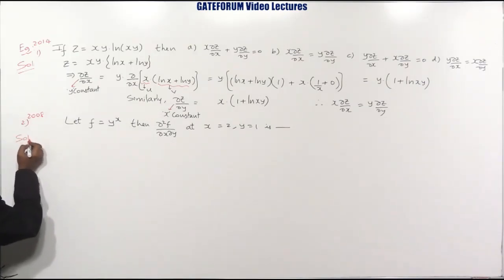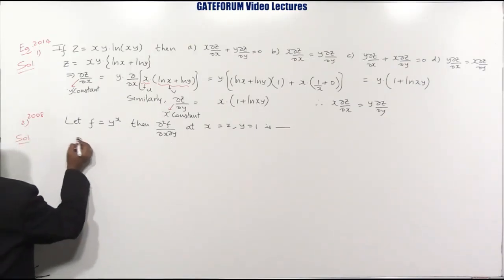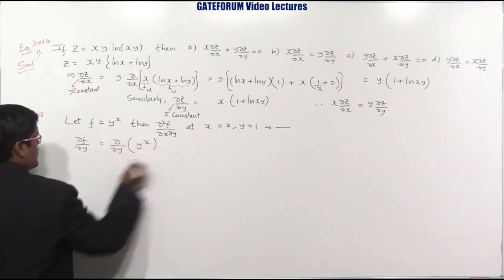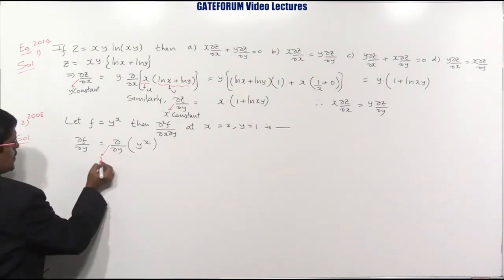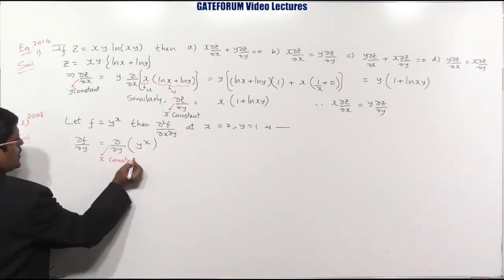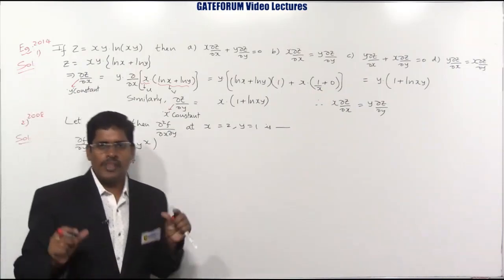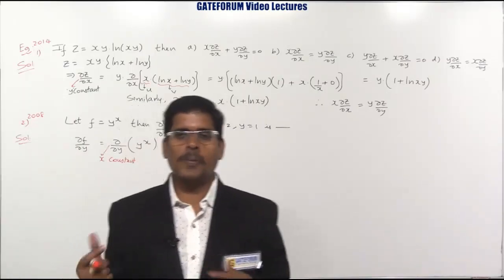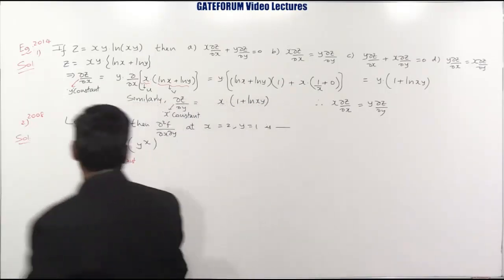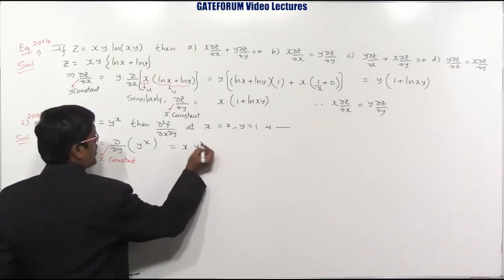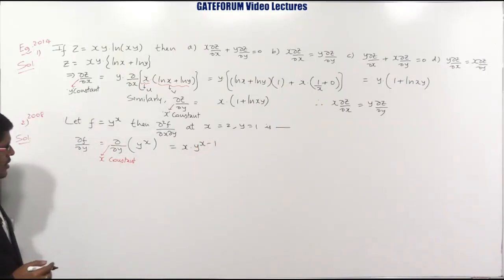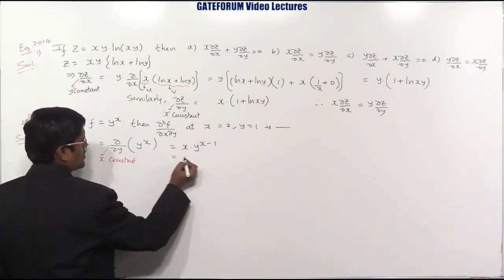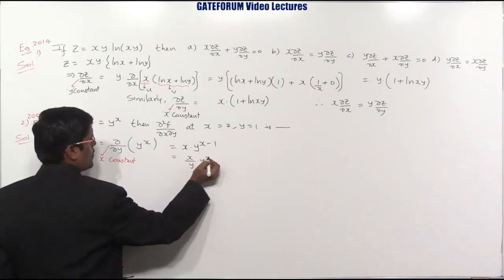Solution. ∂f/∂y, that means ∂/∂y of y raised to x. In this case, x is constant. So here x is at the power position. When the power is constant and the base is variable, just compare with x raised to n, which gives n into x to the power n minus 1. So this is x into y to the power x minus 1. Okay, x into y power x minus 1. Now I can write this as x by y into y power x.